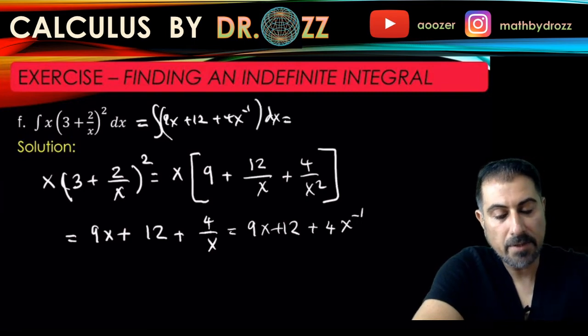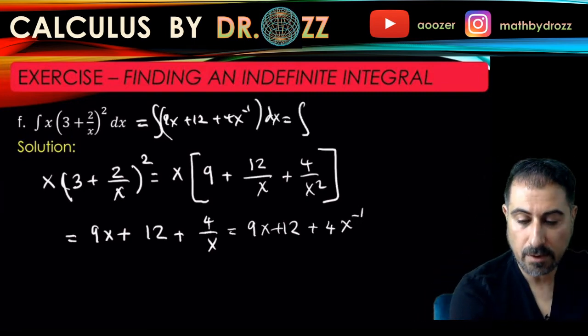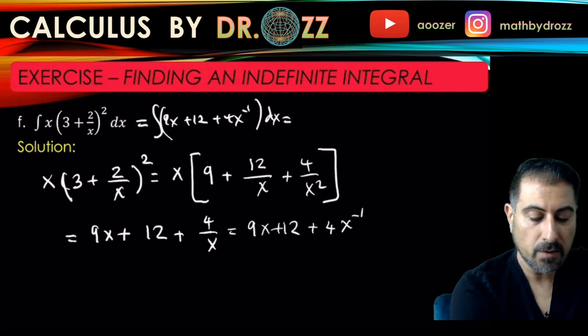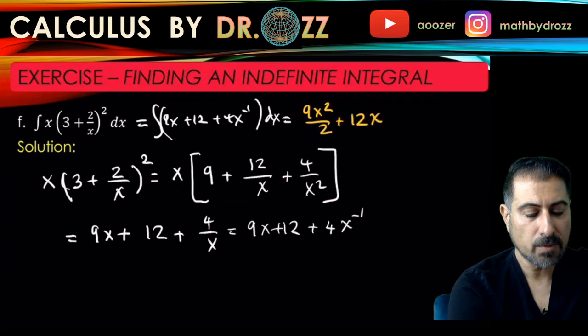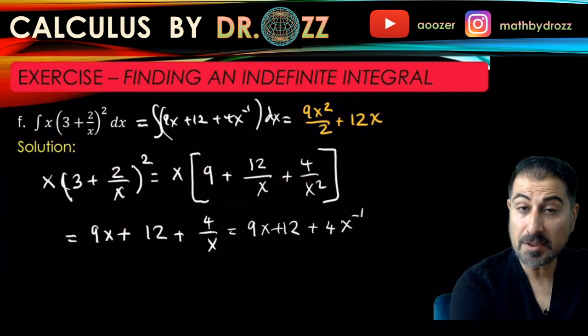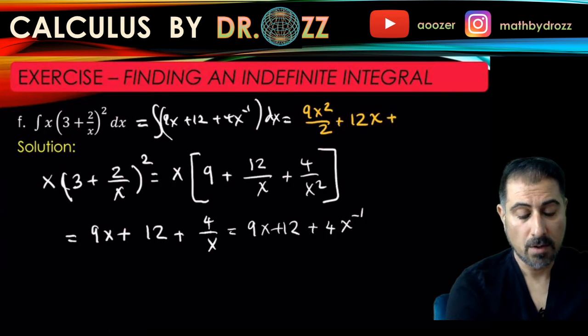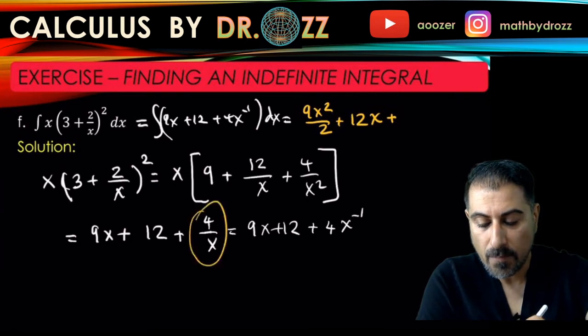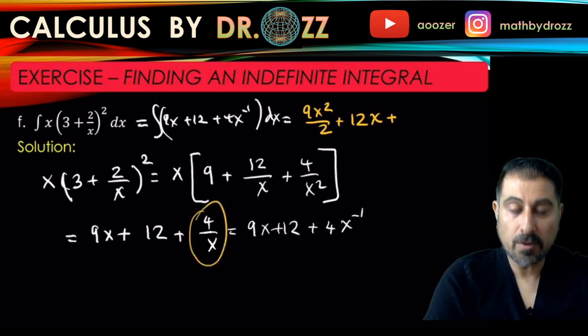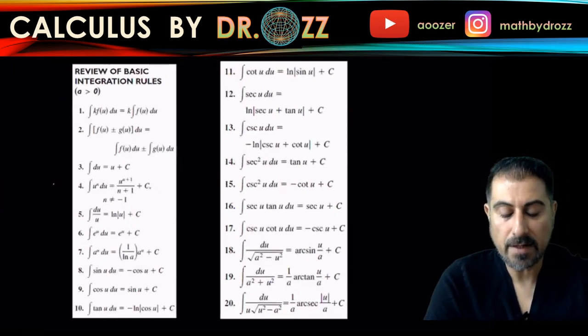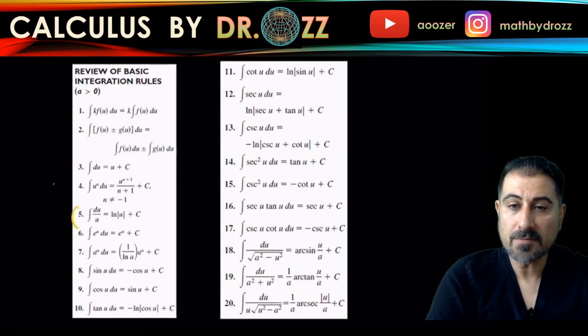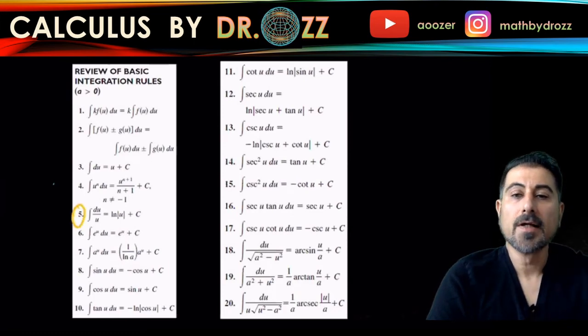So now I am integrating. So let me just write with yellow. Well, the first one is 9x squared over 2 by using the power rule. And the second one is 12x. And the last one is a very special integral, by the way. 4x to the -1, or 4 divided by x. Let's go back here. Well, first of all, 1 over x dx is integrated as ln x plus c in number 5. Okay, number 5. If u equals x in number 5, dx over x is ln x plus c.